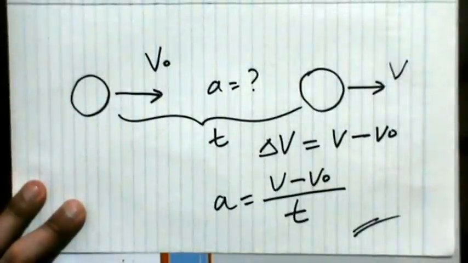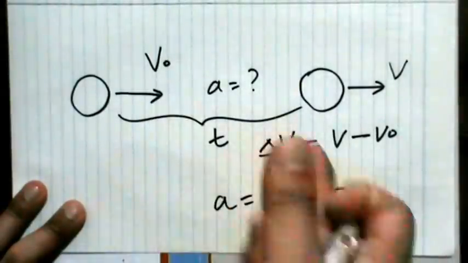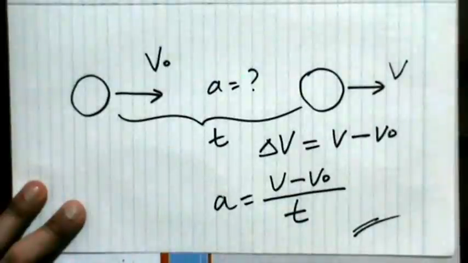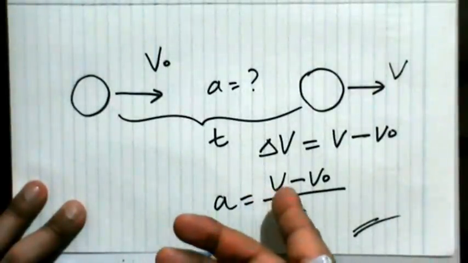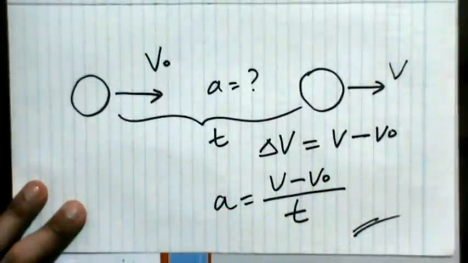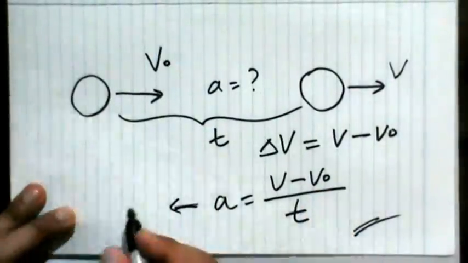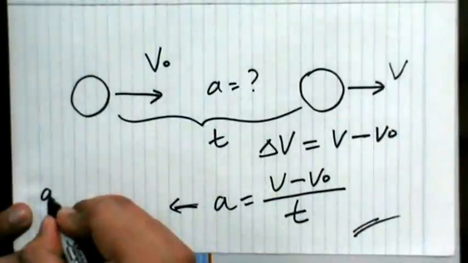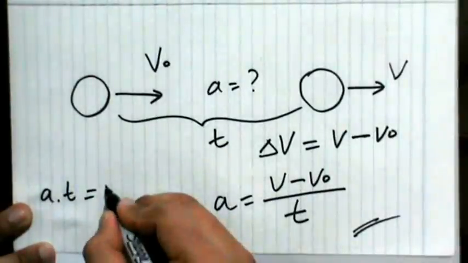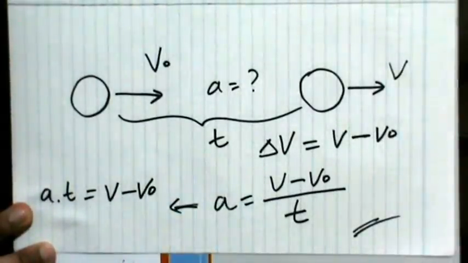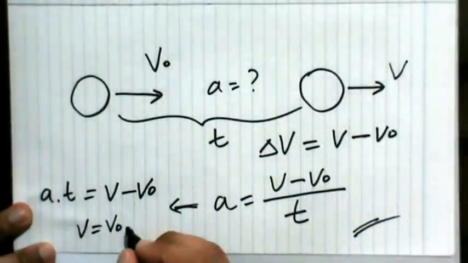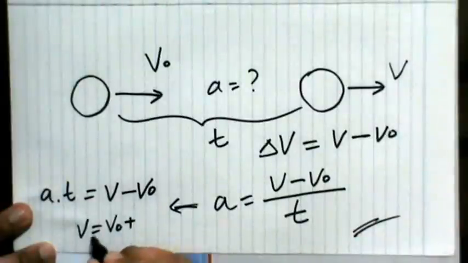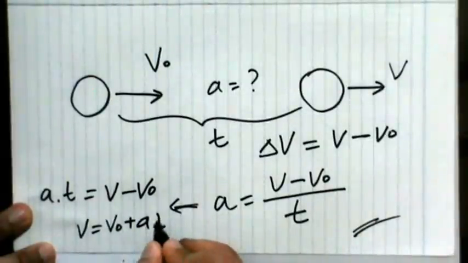recommend you to do that, but you can always get this acceleration when you get more and more practice, so you will understand the relation of the acceleration, final speed, initial speed, and time. And of course, if we calculate that a times t is equal to v minus v0, we should get the initial relation that v is v0 plus a times t.